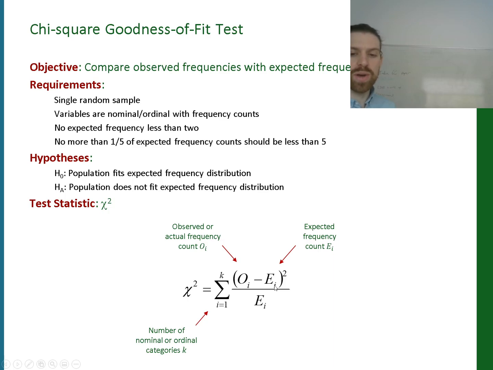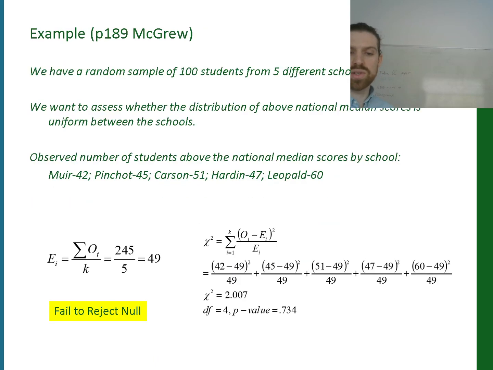And then we just need to basically, for each one of the schools that we've got, insert the observed actual frequency count, okay? So here what we have is the insertion of that frequency count. So for Muir, 42, we're subtracting the expected frequency count 49 here from 42. And then we're doing that for each one of the schools. So we've got Pinchot here, we've got 51, this is Carson, 47, we've got Hardin, Leopold, 60.